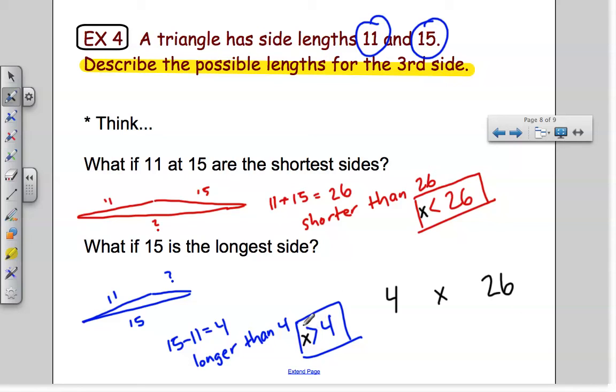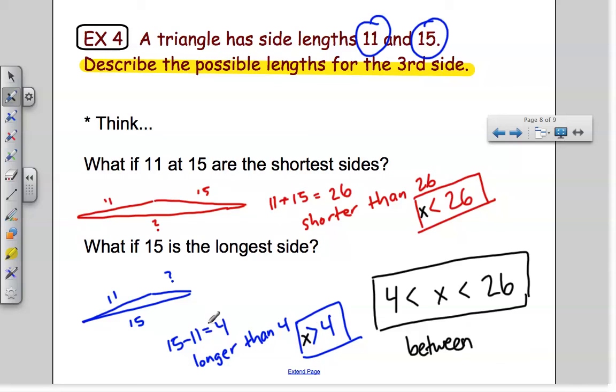In this case, I switched the order of 4 and x, right? Instead of x greater than 4, 4 would be less than x. I flipped that sign. And this is exactly the way it's written. x is less than 26. Your final answer is that that side length has to be between 4 and 26. Because it had to be more than 4 to exceed 15. It had to be less than 26 in case 11 and 15 were the shorter sides.